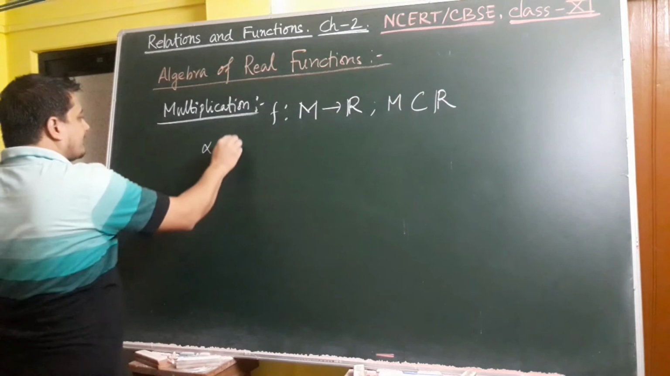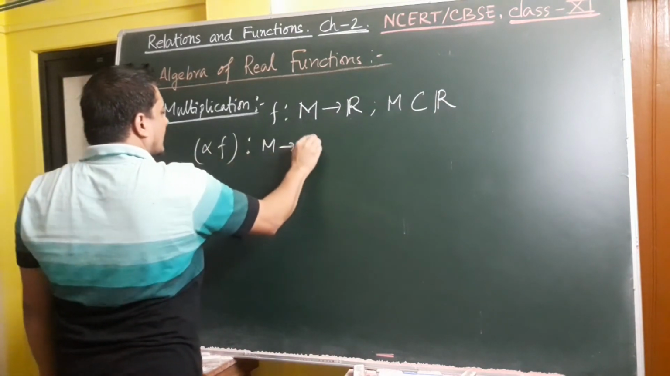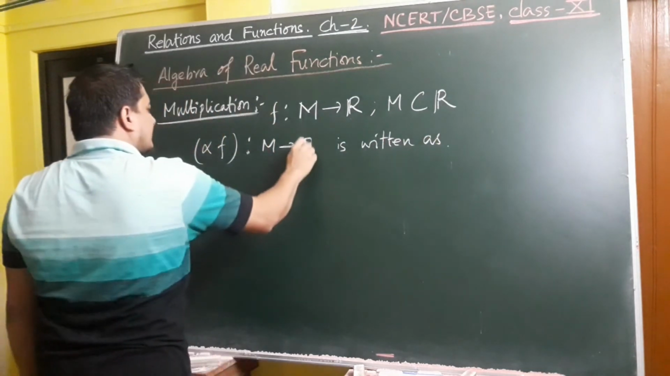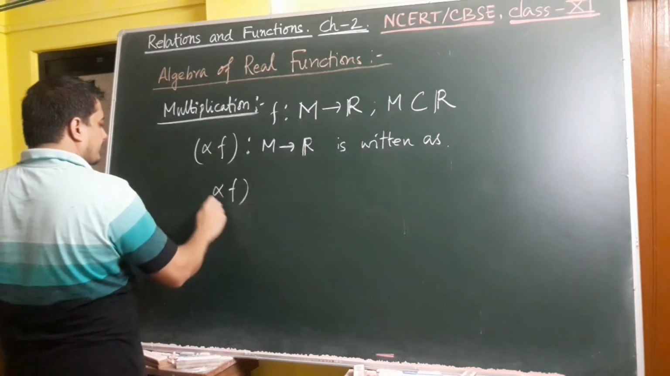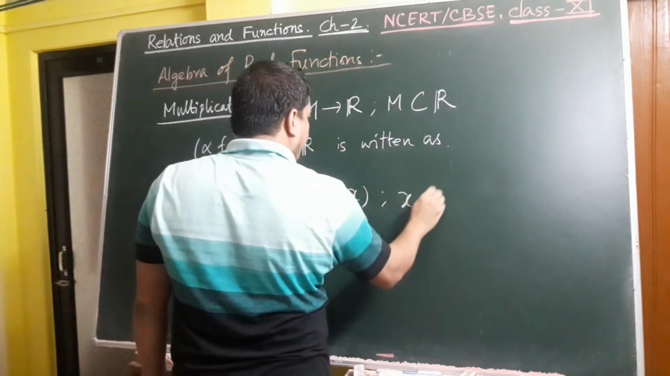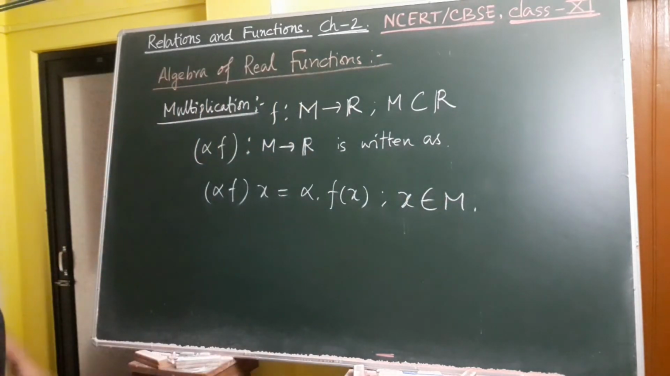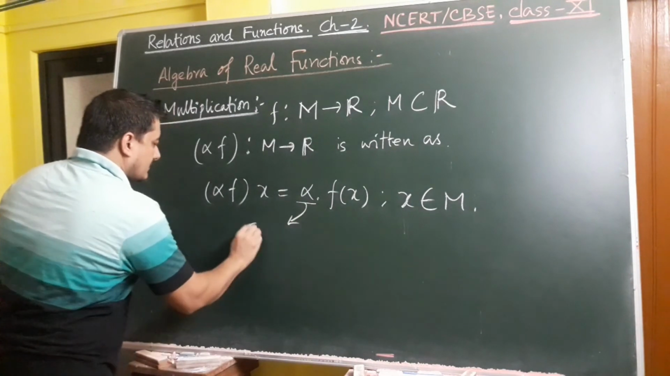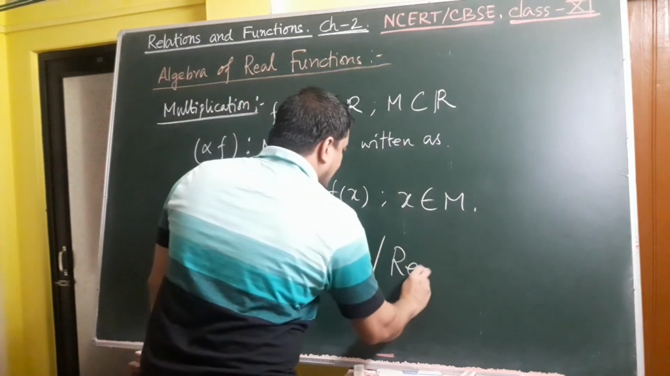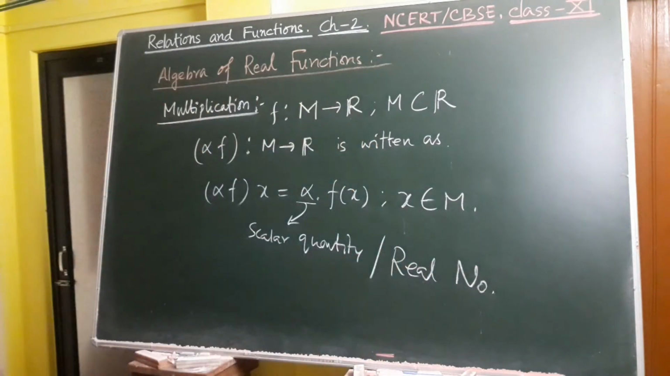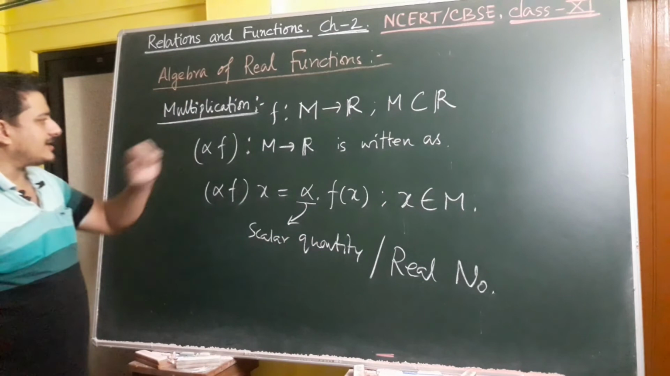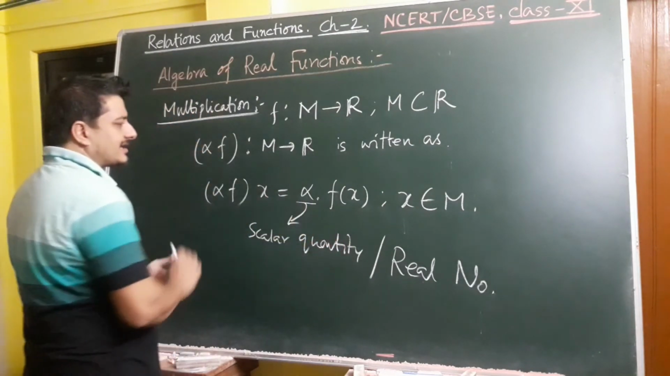Then alpha f from M to R is written as alpha times f of x. This alpha is the scalar quantity, or you can say this is a real number basically. So this is multiplying this function with a scalar quantity.